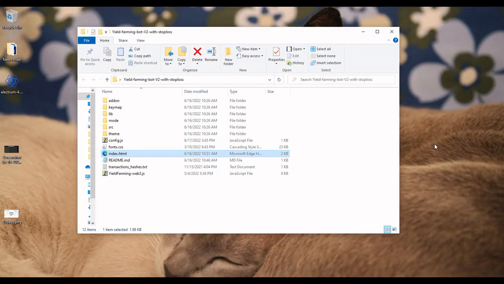It's super simple, and the best thing about it is it runs on your computer. You're not relying on some sort of centralized company to hold your keys to your crypto. So that's what I like.